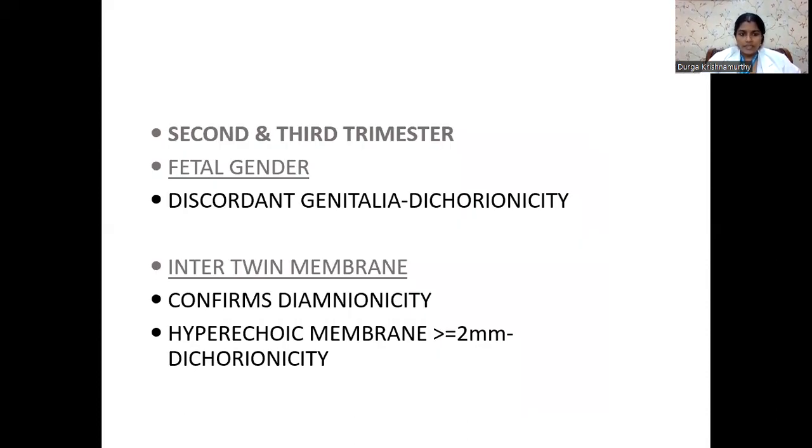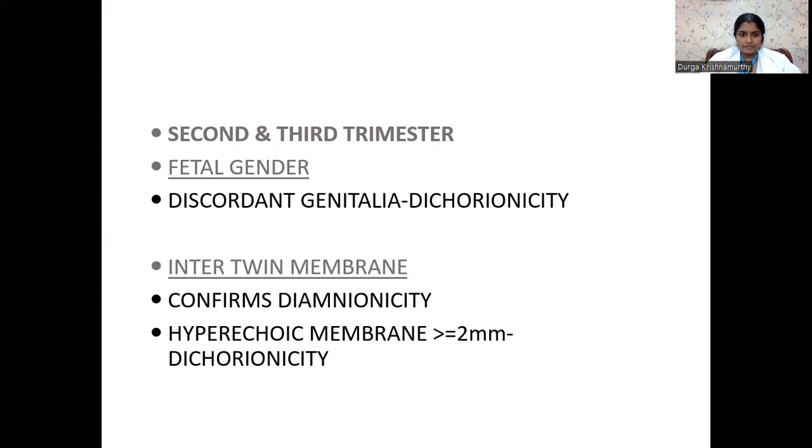So these are the signs which we can pick up in the first trimester. Going to the second and third trimester, depending upon the fetal gender, discordant genitalia, that is, they both are of different sex, it is usually dichorionicity.